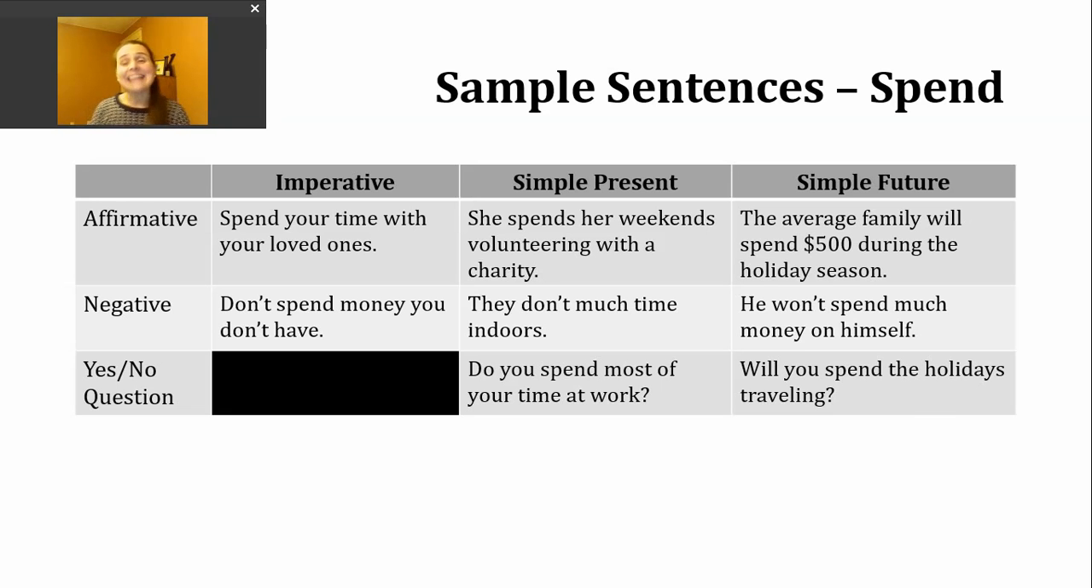If I want to make a negative simple future sentence, though, I'm going to insert not after will. And you might hear native speakers use the contraction won't. Here is an example sentence. He won't spend much money on himself. Finally, if I want to ask a question using will, I'm going to start with that word. Then I'll have my subject and then the base verb. Will you spend the holidays traveling? And again, asking how someone might pass their time.